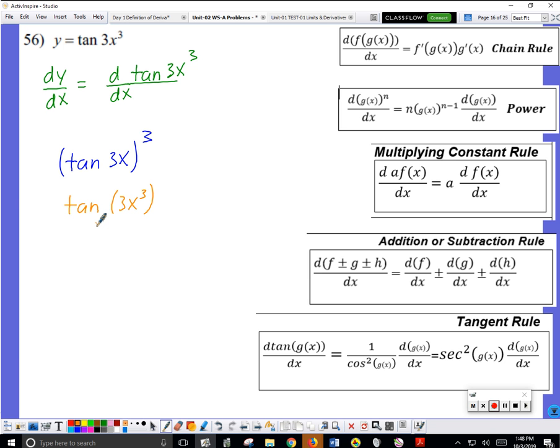Questions? Is the only time we know that 3x is being cubed if it's all x's? They could give you this one. They could say tangent of 3x cubed like that. That could happen. Not as common, but it could.